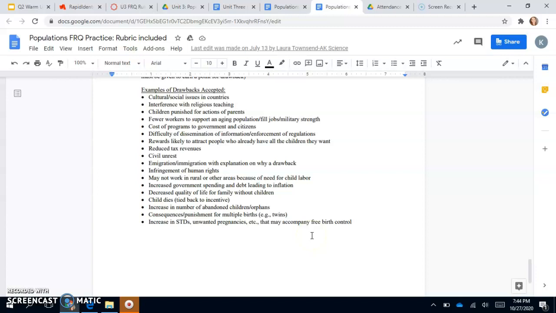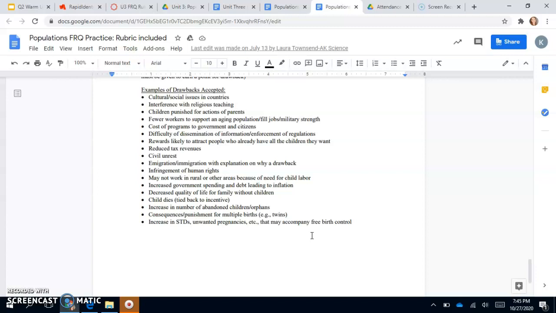Oh, and then an increase in STDs, unwanted pregnancy that may accompany free birth control. That's an interesting one. Basically, what it's saying is that if you have access to birth control and it's free, you might not necessarily take the proper precautions. So it might lead to an increase in promiscuity. And then also that could lead to an increase in STDs. That's a very interesting one. It's not one I would necessarily choose because for the most part, an increase in contraceptives and having free access to contraceptives is a good thing. But it would be an accepted drawback.